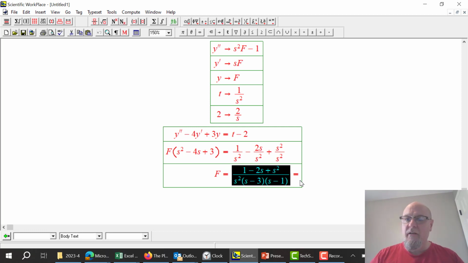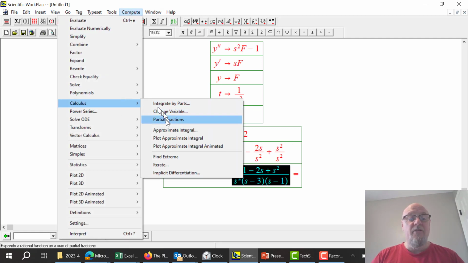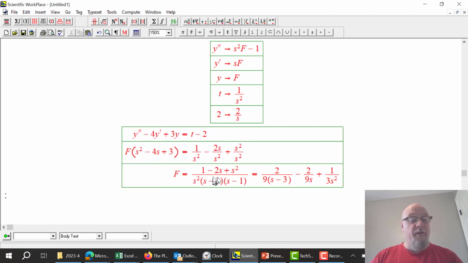I'm going to ask the machine to do it, but you would just do this by hand. I say rather cavalierly, there's a lot of work to break that up into partial fractions. But I'm going to skip that part and just say, hey, give me partial fractions. So it did. So the step from here to here is do all that partial fraction stuff.